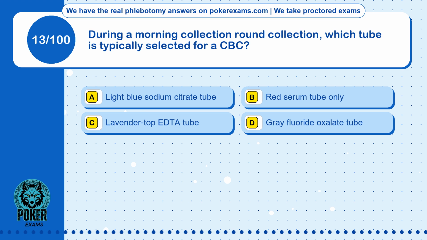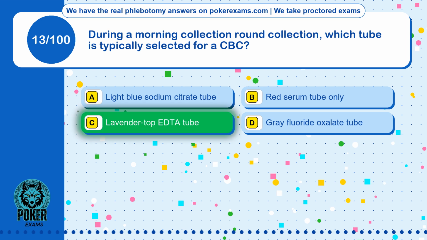Question 13. During a morning collection round, which tube is typically selected for a CBC? Option A, light blue sodium citrate tube. Option B, red serum tube only. Option C, lavender top EDTA tube. Option D, gray fluoride oxalate tube. The correct answer is option C, lavender top EDTA tube.